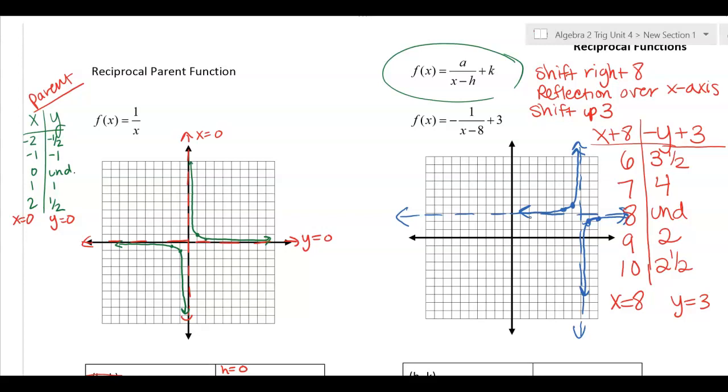The other thing I see is that normally in the parent function, it's the left branch that's below and the right branch that's above, but this one has the opposite thing happening. Why is that happening? Emily? Good, because there was a reflection. So if you know the transformations that occur, you should be able to see if your graph makes sense when you're done with it or not, okay?